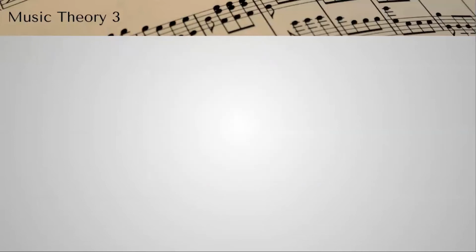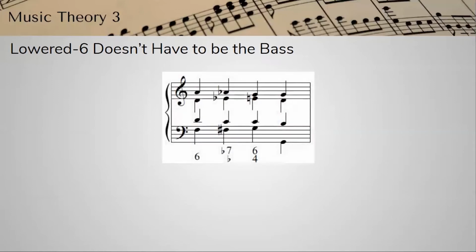Okay. So let's look at another possibility, and that is that the lowered sixth doesn't have to be in the bass. So we're used to the bass note being the lowered sixth scale degree, and that one moving down by a half step to the 5 of the scale. That doesn't have to be the case. So it is possible to put a different note of the augmented sixth chord in the bass.